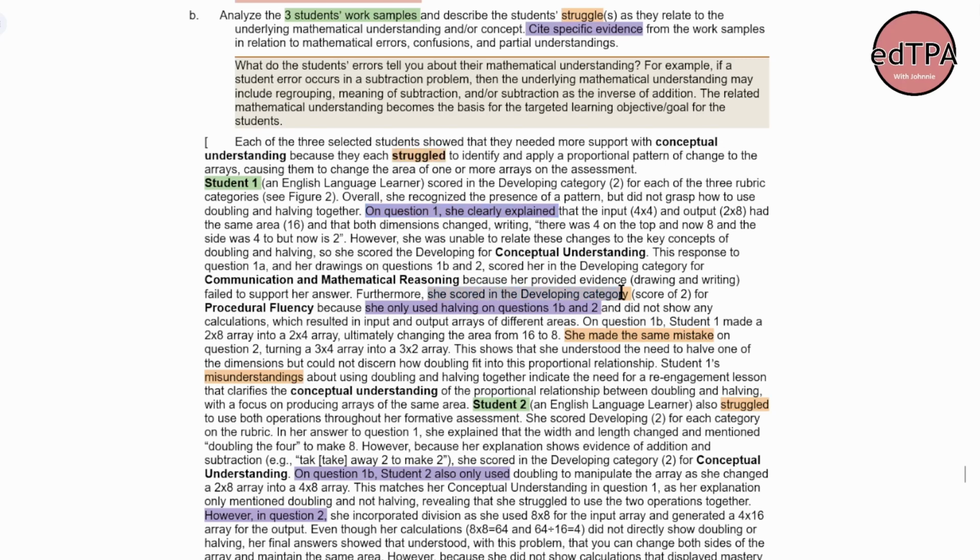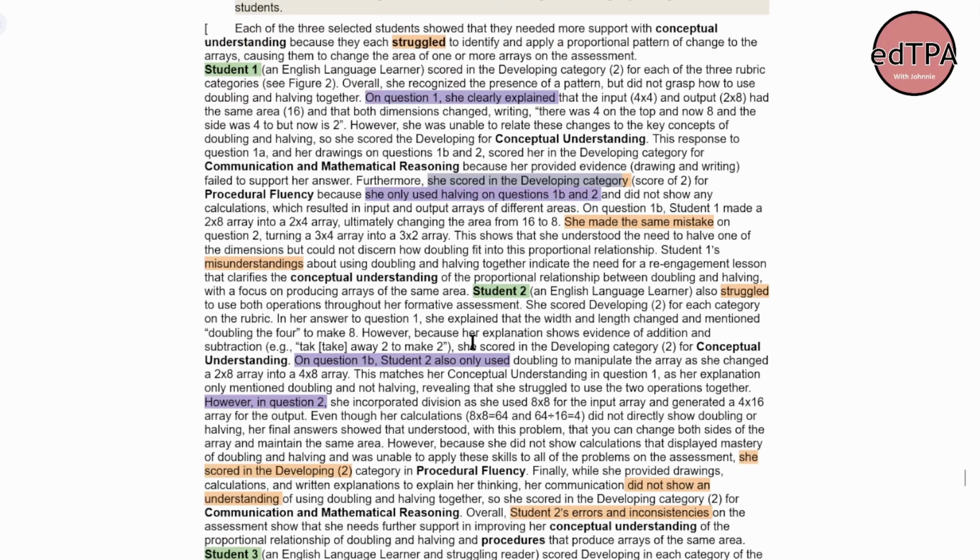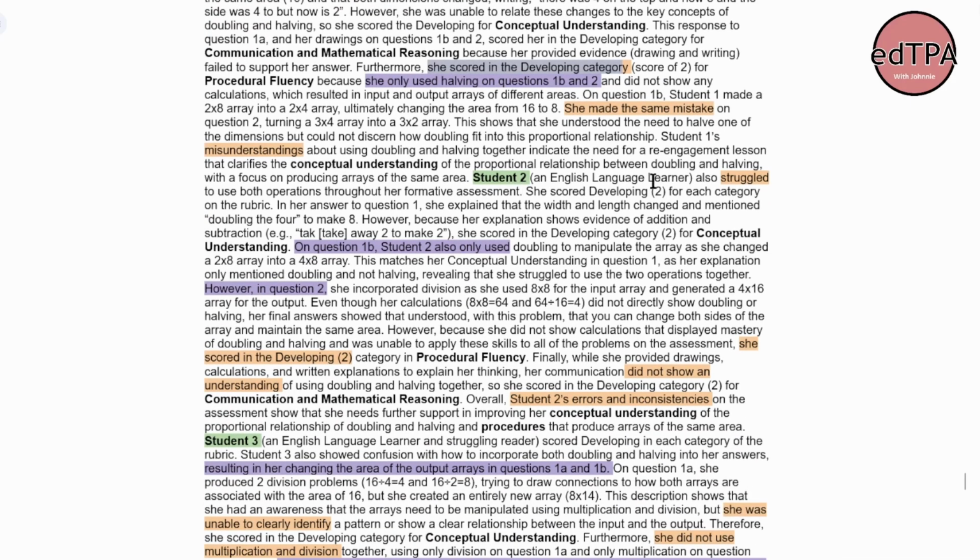She scored in the developing category. She made the same mistake, misunderstanding. So you can see the focus student, specific evidence of their struggles. Focus student 2, what their struggles were. You can see it continues down here. And you can see specific evidence on question 1b.